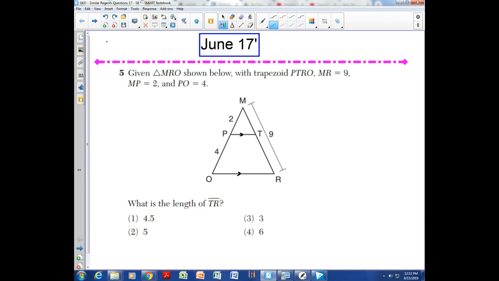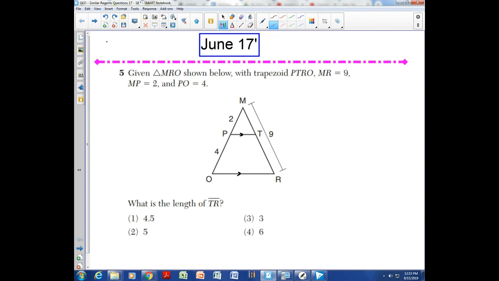We could easily prove that angle M is congruent to angle M, reflexive property, and that angle MPT and angle MOR are congruent because of corresponding angles formed by two parallel lines and a transversal. So this is a similar triangle proportion problem. The most important part of these problems is just to remain consistent in the proportions that you create throughout this whole entire video lesson.